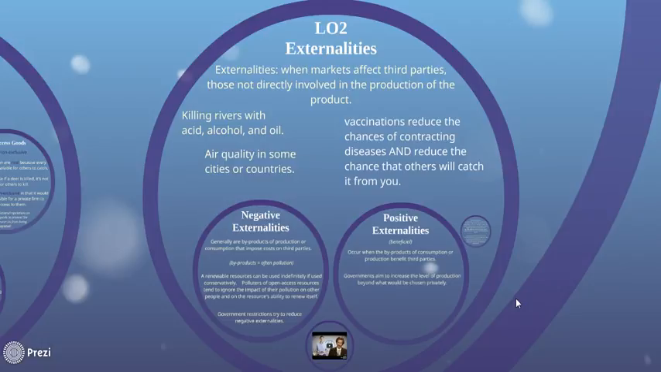For example, if you get vaccinated, you reduce your chances of contracting the disease. However, you also reduce the chances that others will catch it from you, so they will benefit too. The private sector, operating on its own, produces too many negative externalities and too few positive externalities. Government intervenes in the market to improve the outcomes.